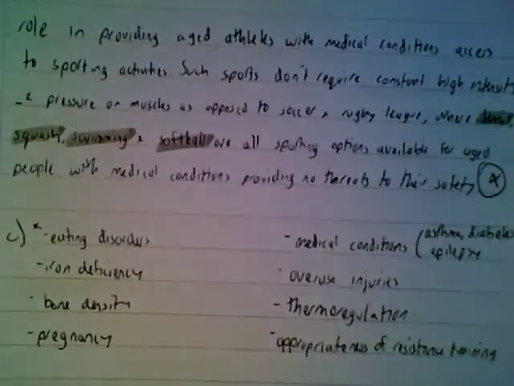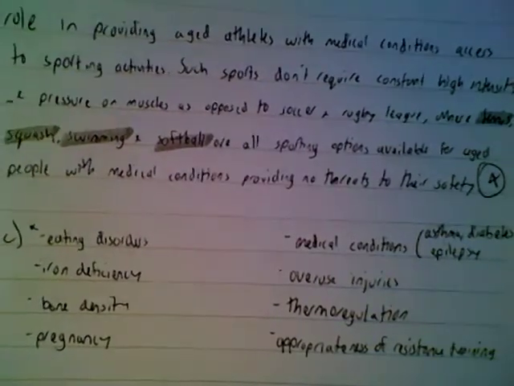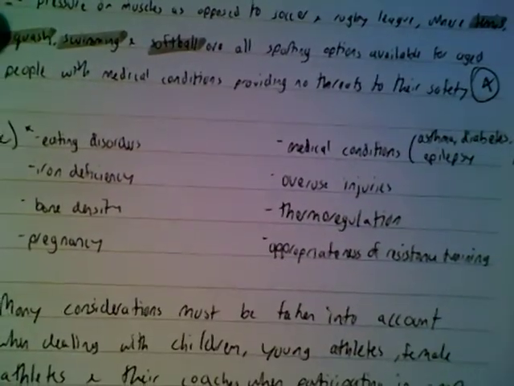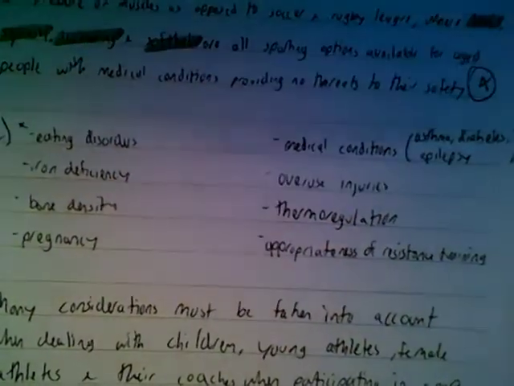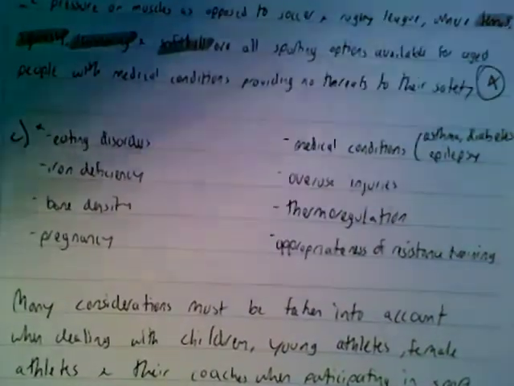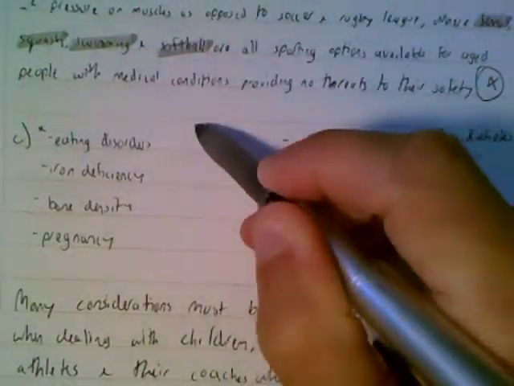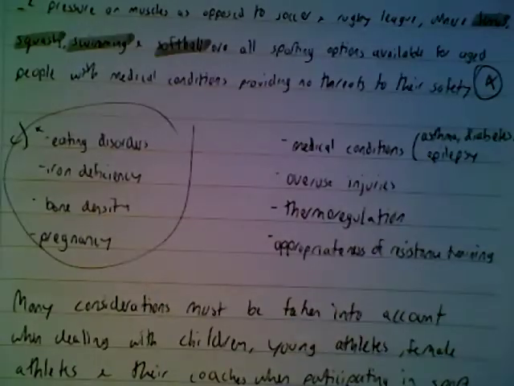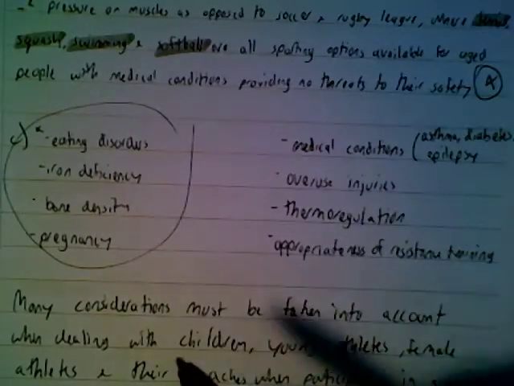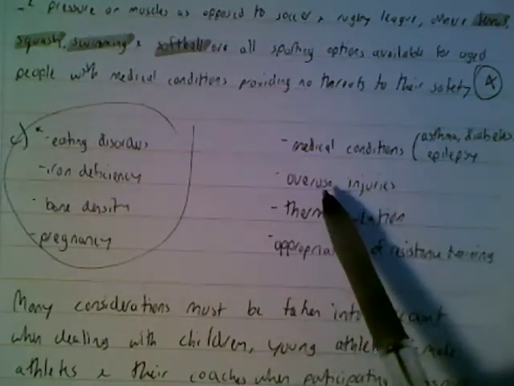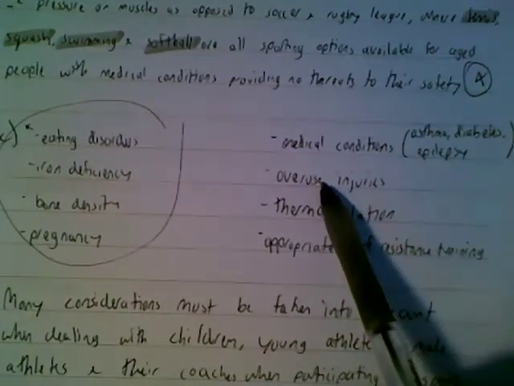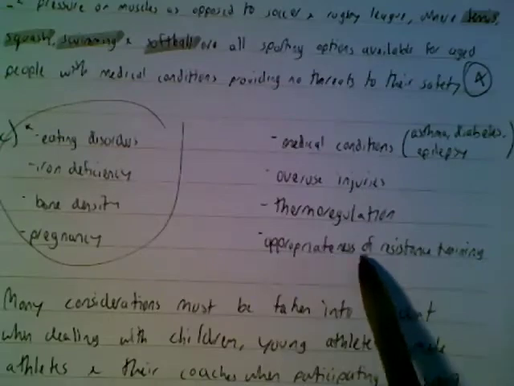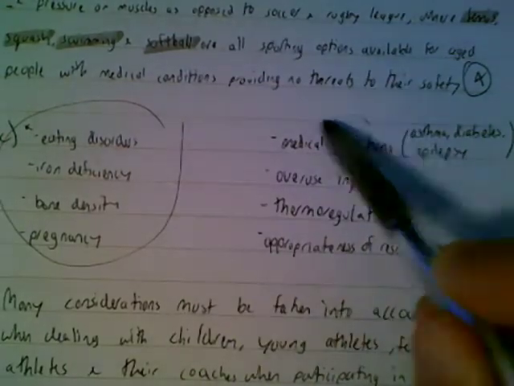Right, we then might progress to a better answer. And straight away, the first thing that you notice from a marking point of view, which needs to be emphasised for all students, we have the eating disorders part here, iron deficiency, bone density and pregnancy, this aspect of the syllabus, which relates to the female athletes. We also have the medical conditions, overuse injuries, thermoregulation and appropriateness of resistance training that relates to children and young athletes.